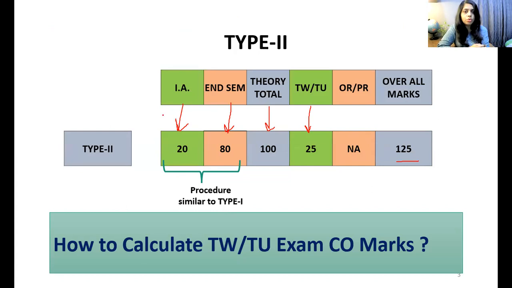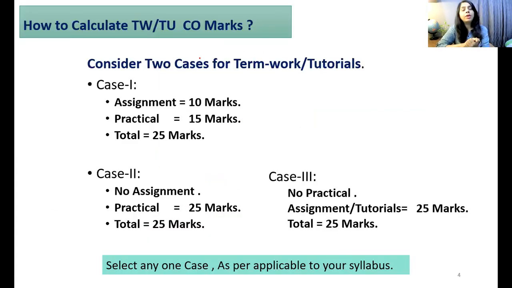So in type 2, for internal assessment and end-sem exam for 20 and 80, the overall procedure for calculation is similar to whatever I have explained in type 1. What is additional? Additional is only this part, that is term work of 25 marks. Now, how to calculate term work for tutorial exam CO marks? Now, in different courses, based on whether it is mechanical or electronics or computer, everywhere the cases are different according to their scheme.